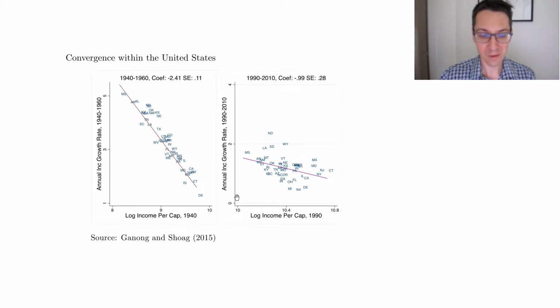So they have many explanations in their article, but one observation we can make is that the disparity between states in 1990 was much lower than it was in 1940. So here it's a log income per capita, and you see that it's almost from 8 to 10, whereas here it's centered around between 10 and 10.8. So states looked much more similar in 1990. So it seems logical that they wouldn't have so much to catch up in terms of for lower states.